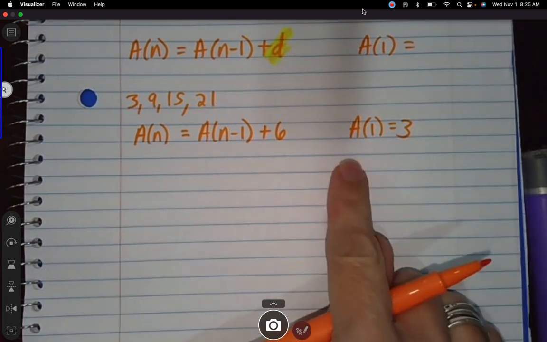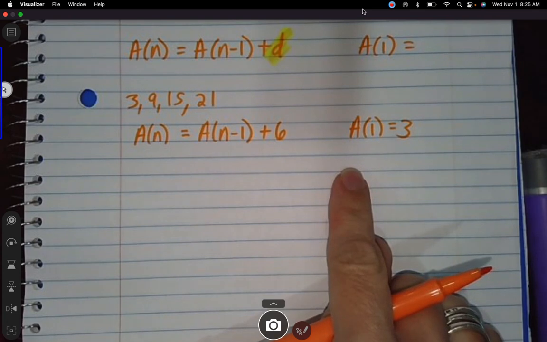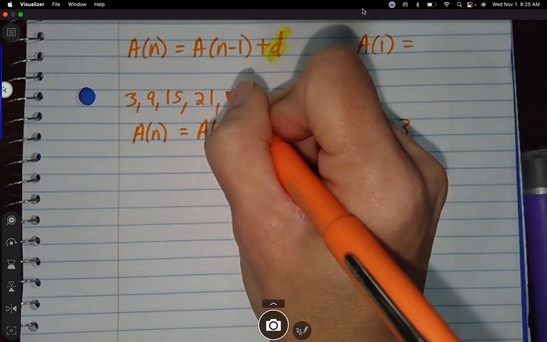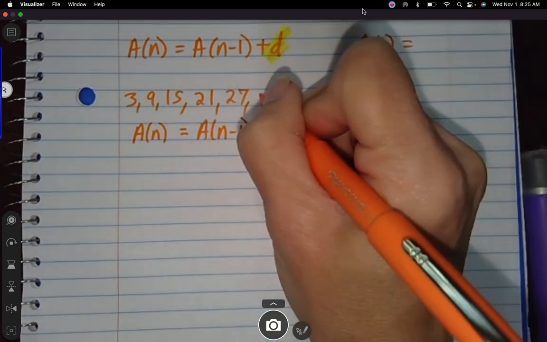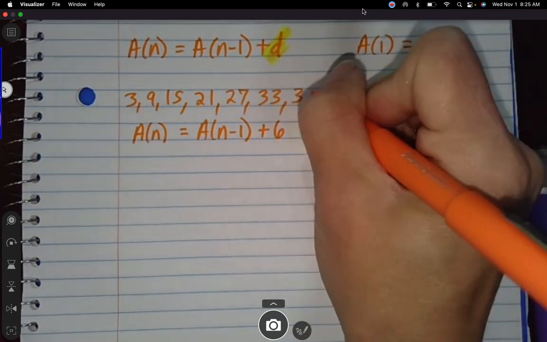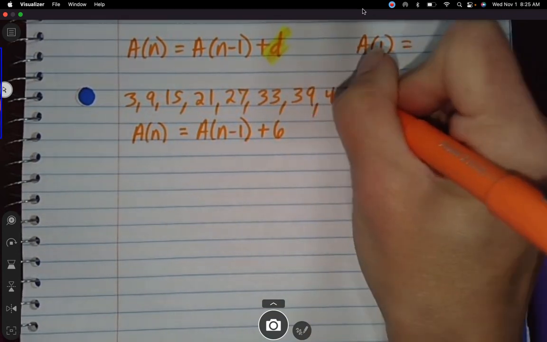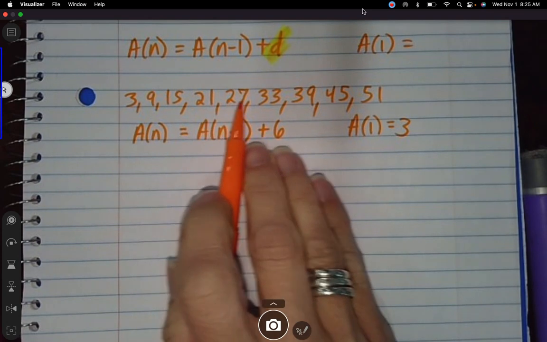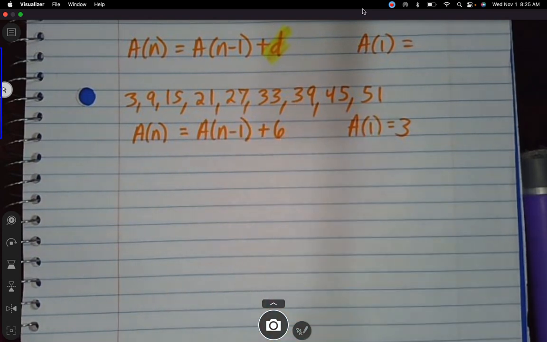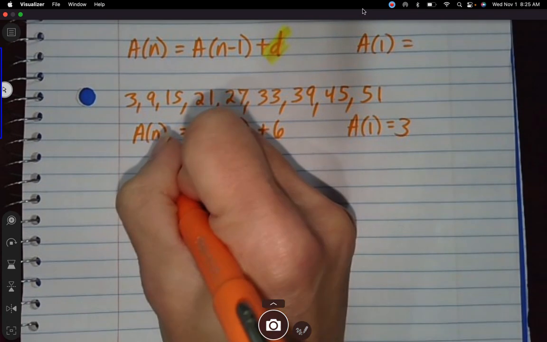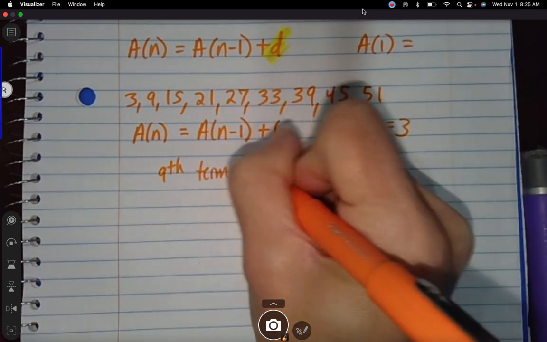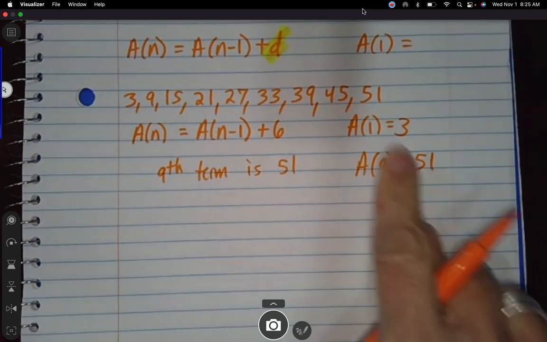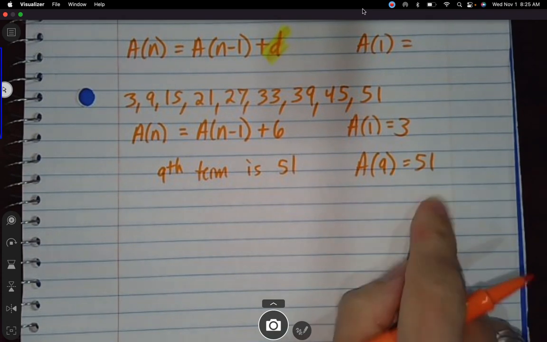Now how would you find the ninth term? You would have to add 6 until we have enough terms. So what's 21 plus 6? 27 plus 6, 33 plus 6, 39 plus 6, 45 plus 6. Did I count right? 1, 2, 3, 4, 5, 6, 7, 8, 9. No, that's just right. So my ninth term is 51. Or they might write it like this. Hey, the first term is 3. The ninth term is 51.